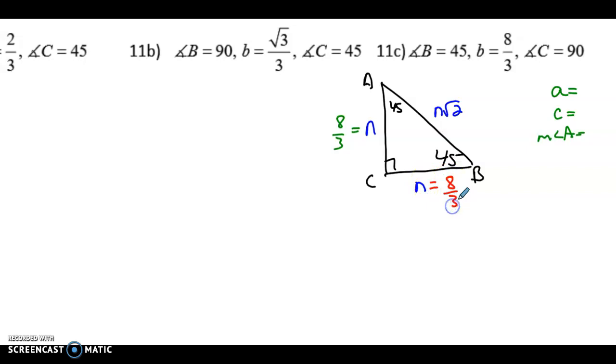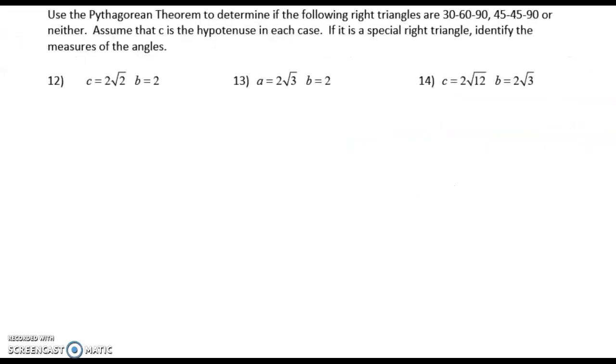So we already know side A is just 8/3. And then to get side C, we need to multiply that number times square root of 2. So 8 times square root of 2 all over 3. Okay, we can't simplify, so we'll just leave it like that. And the last one, what's the measure of angle A? Would be 45 degrees.